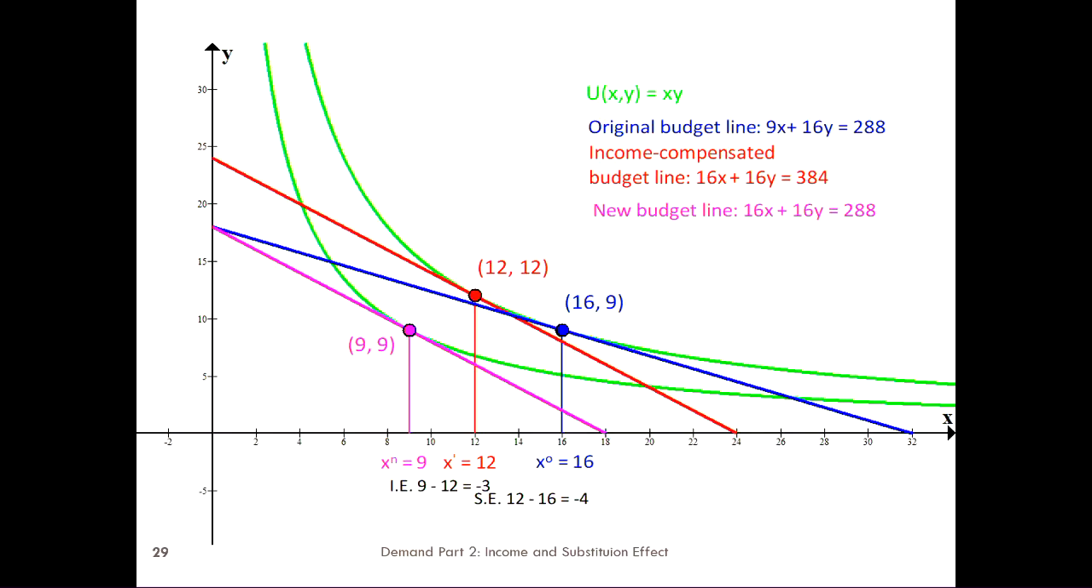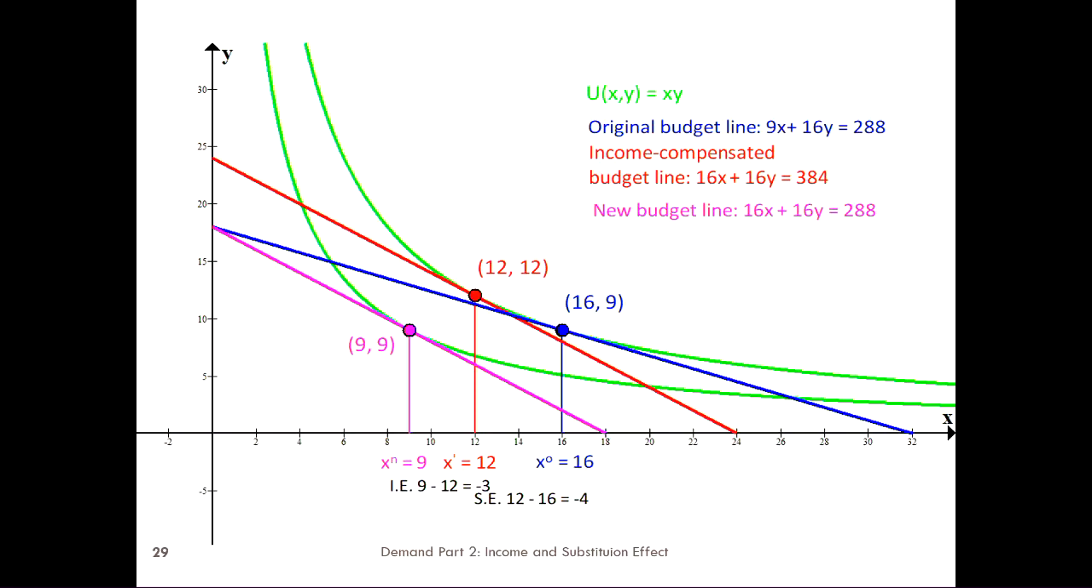Now we can split up the change in X. We know that X fell by 7 units, from 16 to 9, when the price of X went up. And we can see here how much was due to the substitution effect. Going from the blue budget line to the income compensated budget line, notice that we're changing the slope. So we're changing the relative prices, but we're keeping utility constant, and therefore, according to Hicks's definition, we're keeping real income constant. So going from a quantity demanded of X of 16 to a quantity demanded of X of 12, that's purely the substitution effect, because it's purely a change in the relative price without a change in real income.